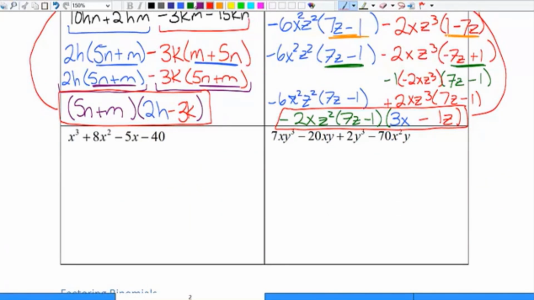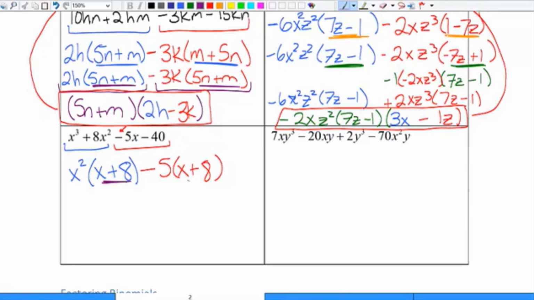On my next problem, I have the first two in my blue group, the second two in my red group. So I have x squared common in both of the terms in the blue group, which leaves me with x plus 8 in the parentheses. In my red group, notice my first term in the red group is negative, so I know I'm going to be factoring out a negative. The GCF between 5 and 40 is 5. And what do I have left on the inside? Negative 5x divided by negative 5, that's positive x. Negative 40 divided by negative 5, that's positive 8.